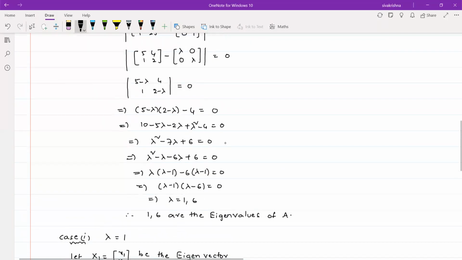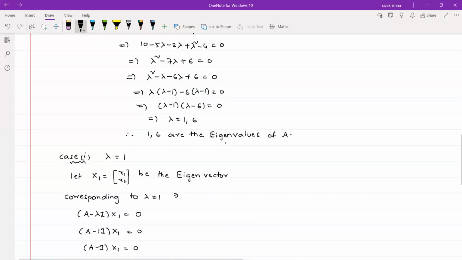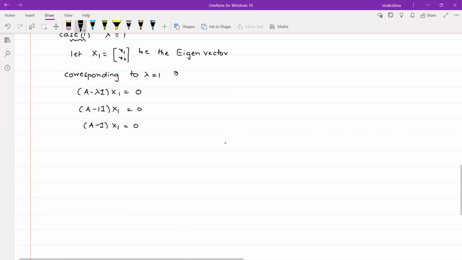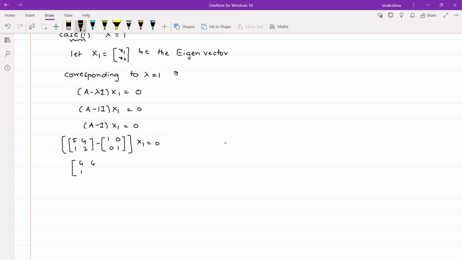So here we have A is nothing but 5, 4, 1, 2. Okay, so once again, I am writing here, A is nothing but 5, 4, 1, 2. And I is nothing but 1, 0, 0, 1. And we have to subtract these two matrices, putting it in brackets, into X1 is equal to 0. On subtracting, we get 5 minus 1 is 4, 4 minus 0 is 4, 1 minus 0 is 1, 2 minus 1 is 1. So we get 4, 4, 1, 1 into X1 is equal to 0.